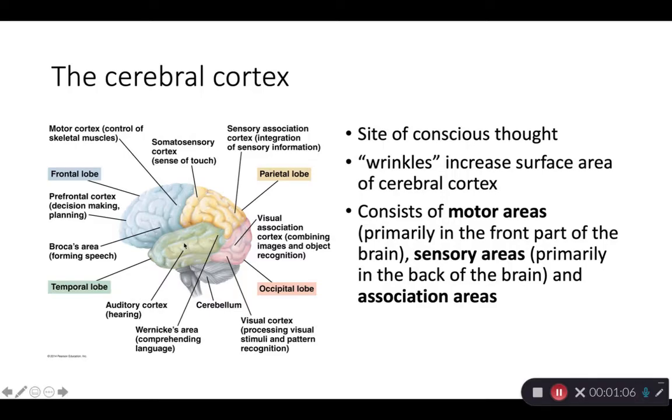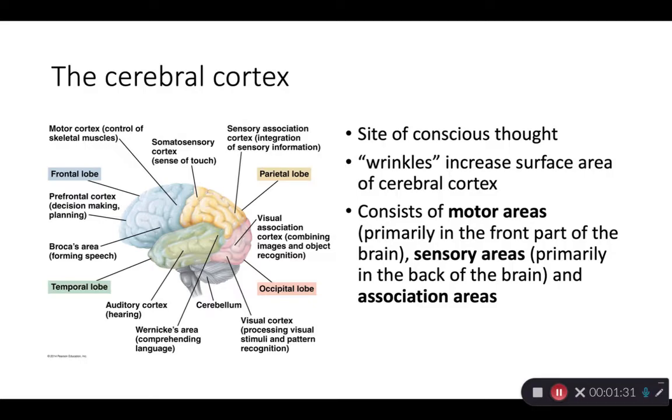There are three different types of areas within the cerebral cortex. There are what are called motor areas, which are going to primarily control movement in the body, and those are primarily found in the front of the brain. So up here is where the person's forehead would be, and this is the back of the head. This is a side view. So this is where your motor areas are going to be.